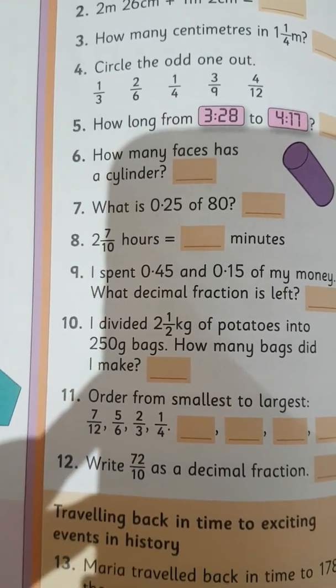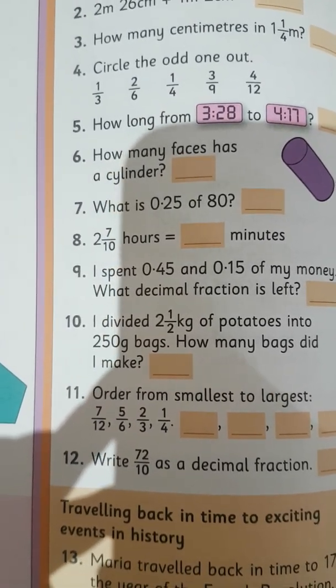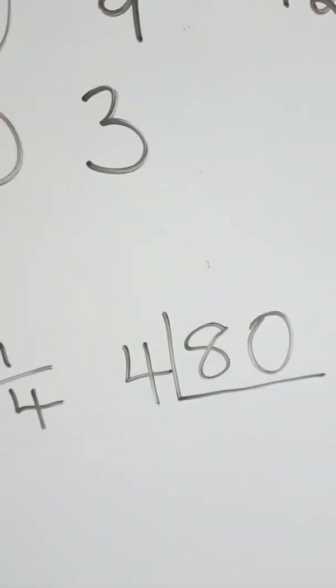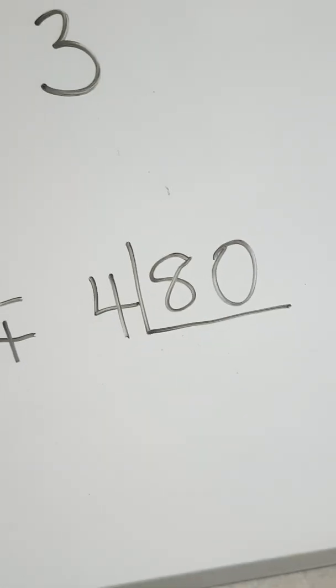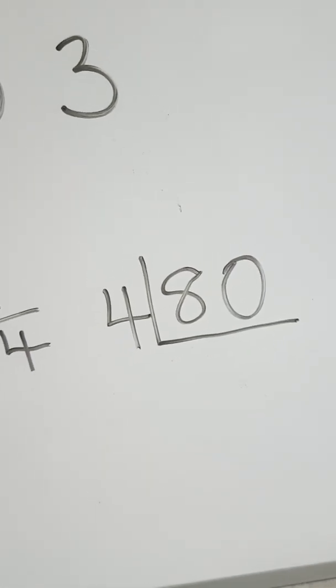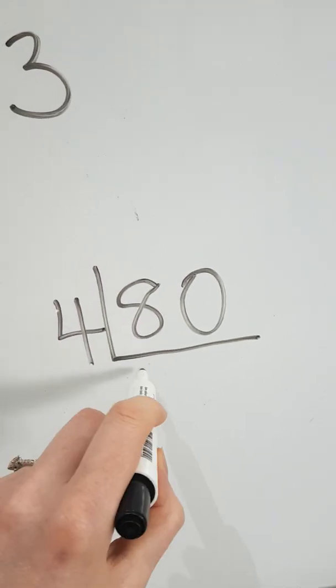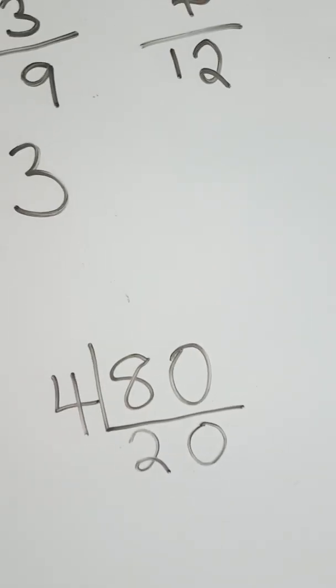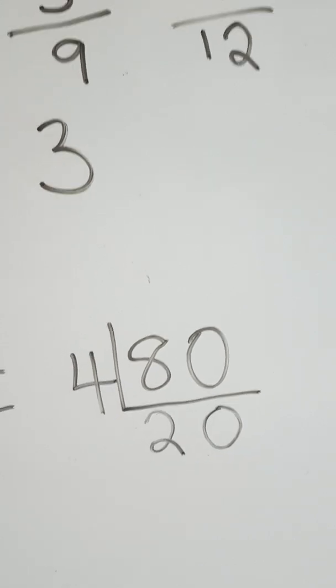Question 7. What is 0.25 of 80? We know 0.25 is 1/4. So really we're just finding a quarter of 80. If we divide 80 by 4, we'll get the answer. 4 into 8 goes twice, nothing left over. 4 into 0 goes 0 times. So the answer there is 20.